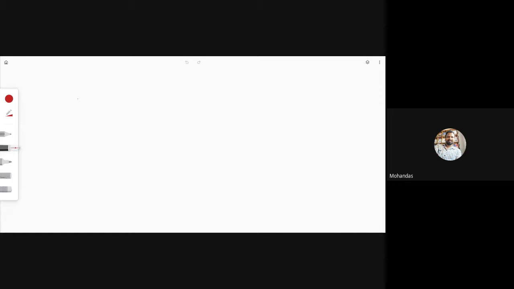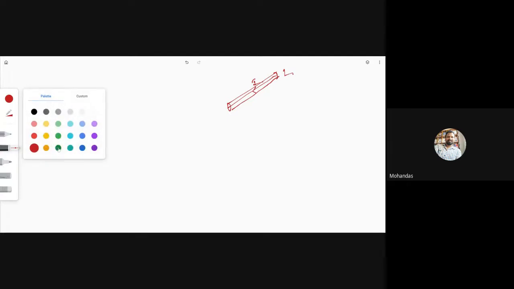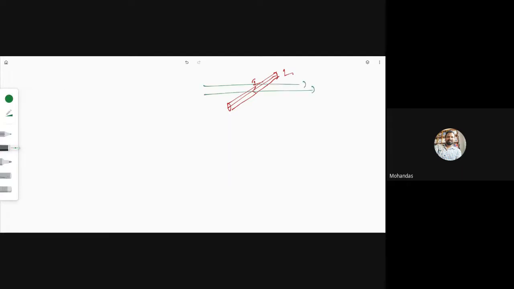So there is a conductor like this, which carries a current I and has length L, and it is placed in the magnetic field B. Then the force F equals I into L cross B.